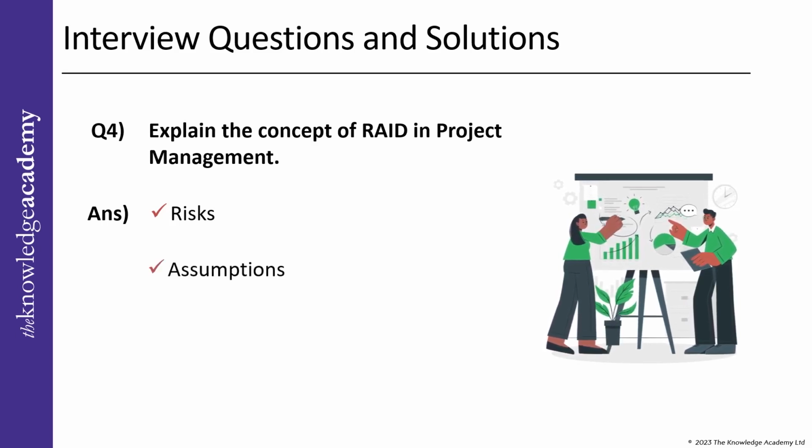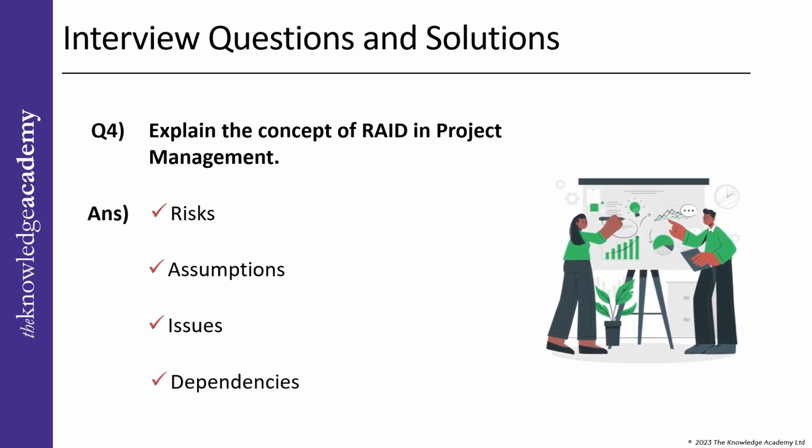Assumptions. Anything that the project team believes without proof is called an assumption. Issues. Anything that needs to be tended to is an issue. Finally, dependencies. Dependencies are the tasks that are related to each other. Some tasks need to be finished before the other ones can be started.